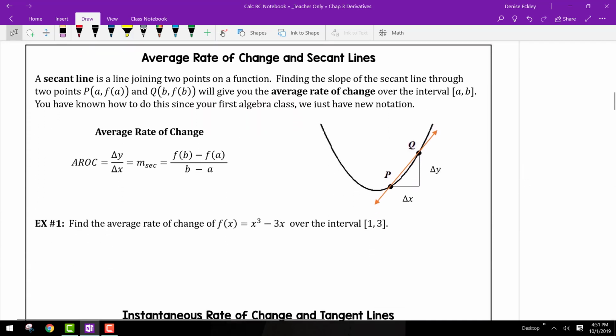Okay, so taking a step back, let's talk about the secant line and how it gives us average rates of change. It's going to join any two points on a function. So the slope of that secant line through the points, so in the picture we have point P, which we're given coordinates a, f of a, and point Q, which we're given coordinates b, f of b. We can find the slope of that red line.